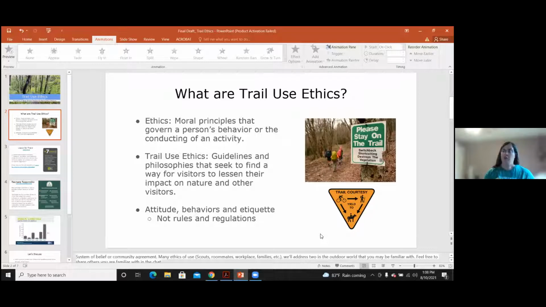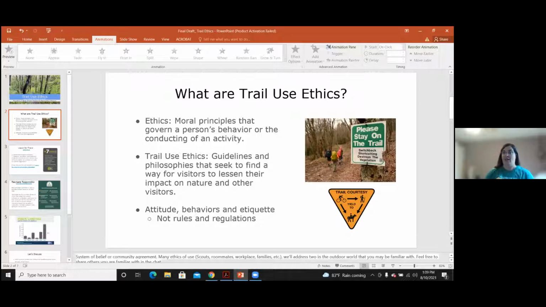It's important to remember that what we're talking about here is really guidelines, attitudes, behaviors, etiquette, not necessarily rules and regulations. You may be familiar with either of those signs on the right-hand side there, or something similar. I'm sure most folks have seen that tri-yield sign on the bottom, which shows the expected behavior of how mountain bikers, hikers and equestrians are supposed to yield to one another. It's not a rule, it's not a regulation. It's not something you're going to get a ticket for from a park ranger. It's just an agreed upon guideline for using the trail.